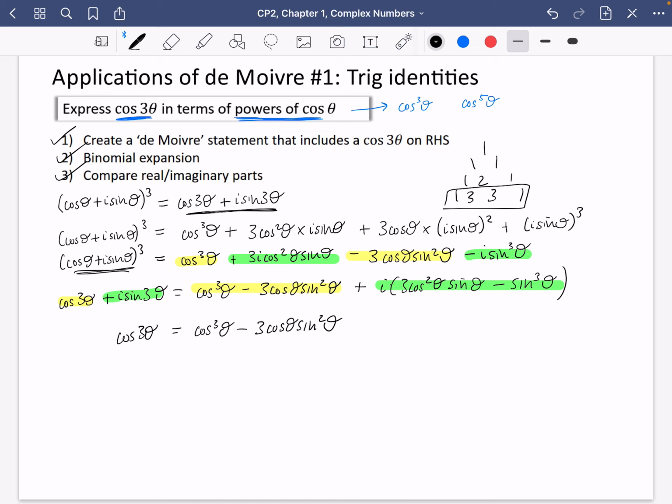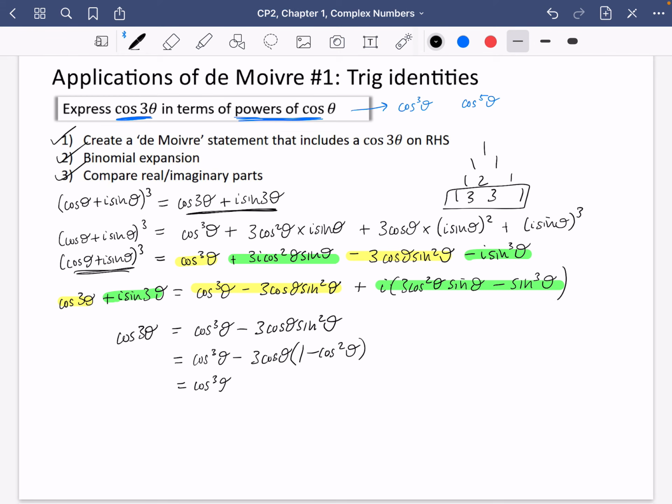So we haven't quite done what the question wanted, because it wanted it to be in terms of powers of cos theta, and I've got a sine squared theta in there. So I'm just going to continue working on that sine squared theta, and I'm going to replace the sine squared theta with its identity, which is 1 minus cos squared theta.